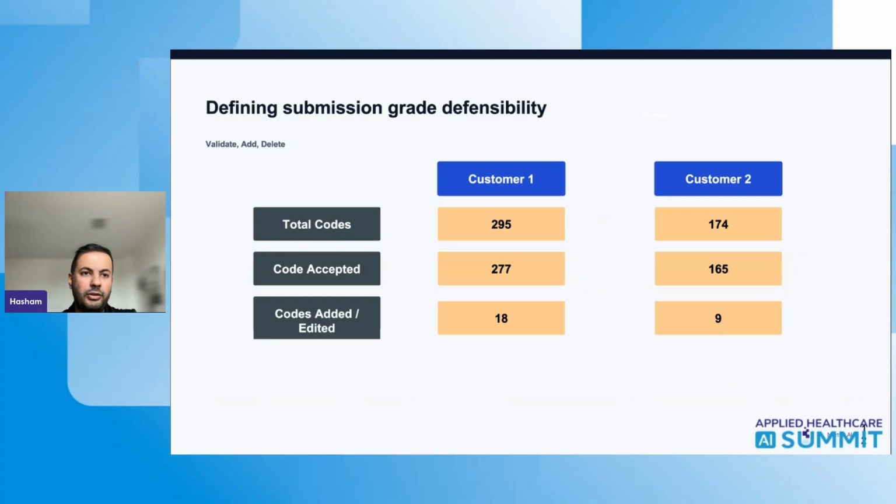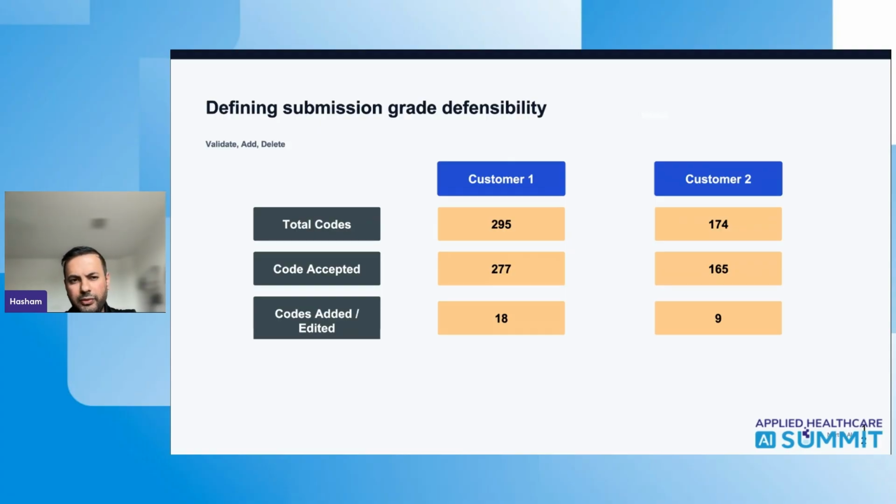Now, there are two things. How do we define what's submission grade defensibility? What's defensibility in the first place? So, like I said, we do it in simple 3 ways: validate, add, delete. And we've done this study across multiple customers, and these are just some of the numbers that I would want to share with you. And that is, we took 100 different patients.